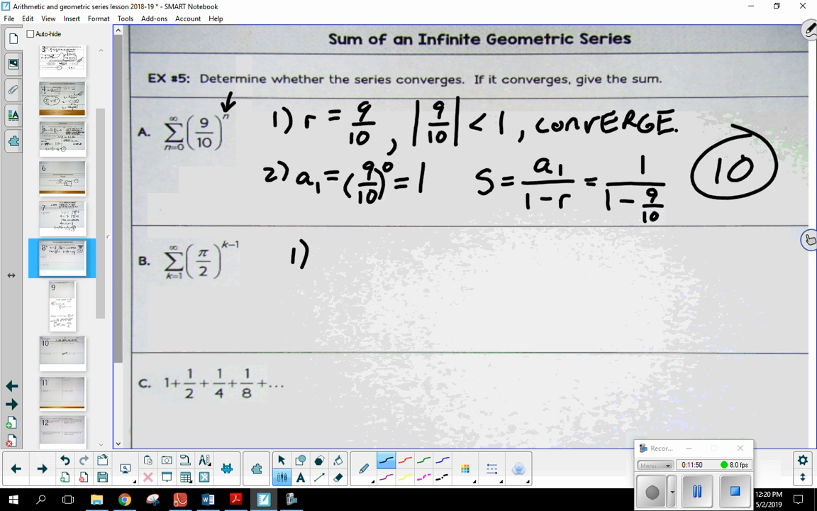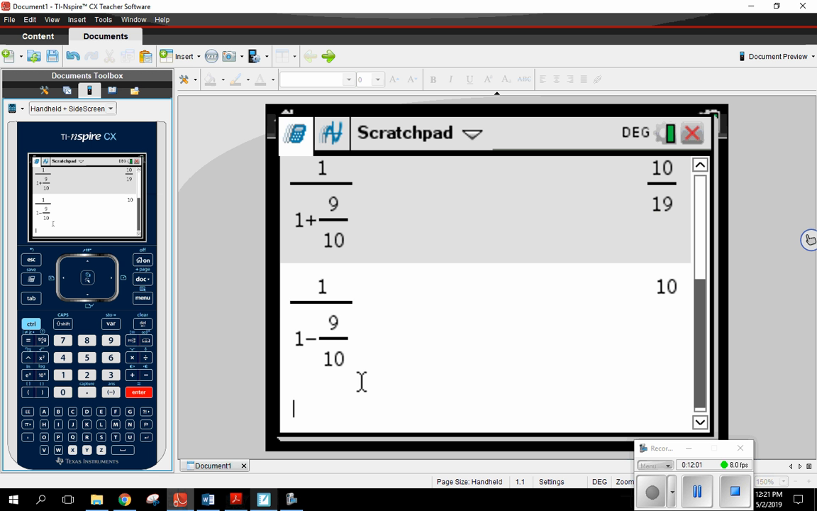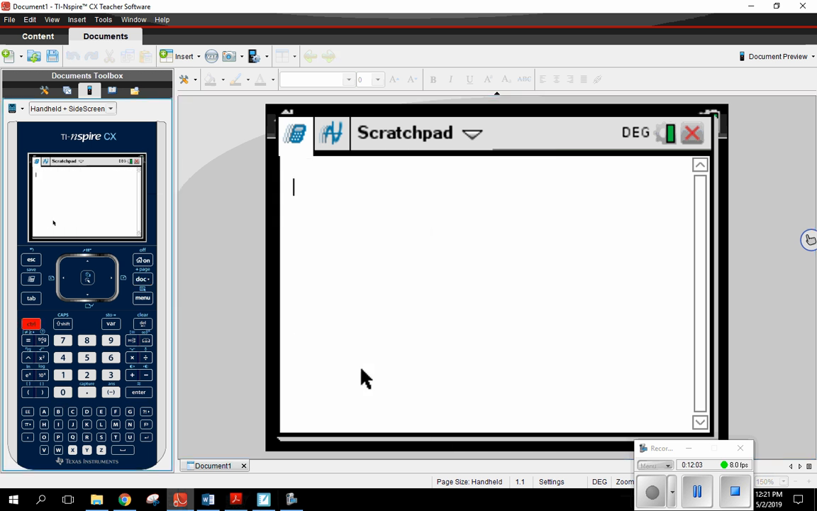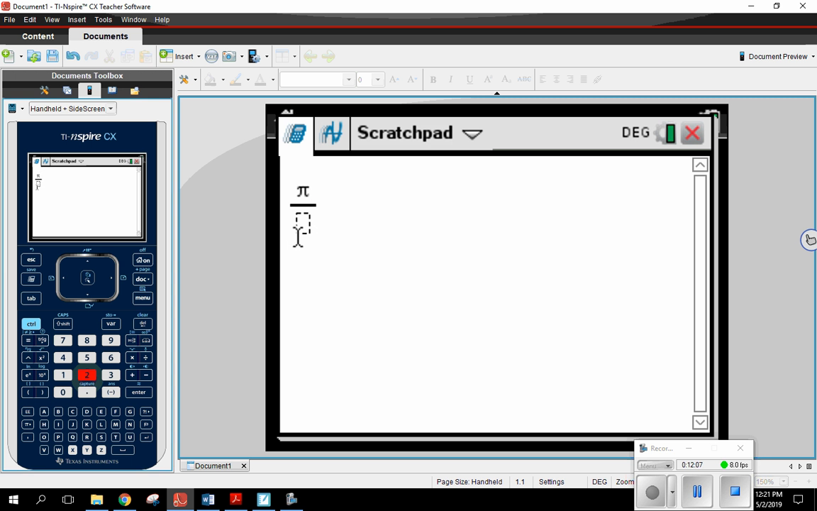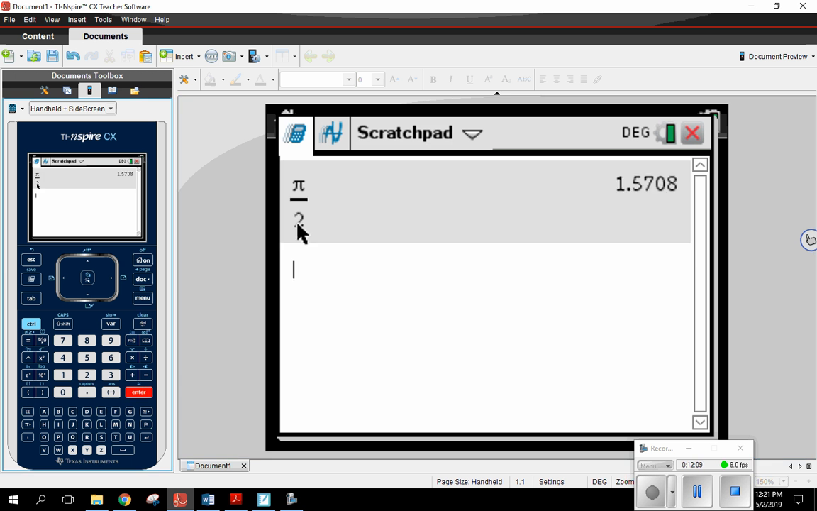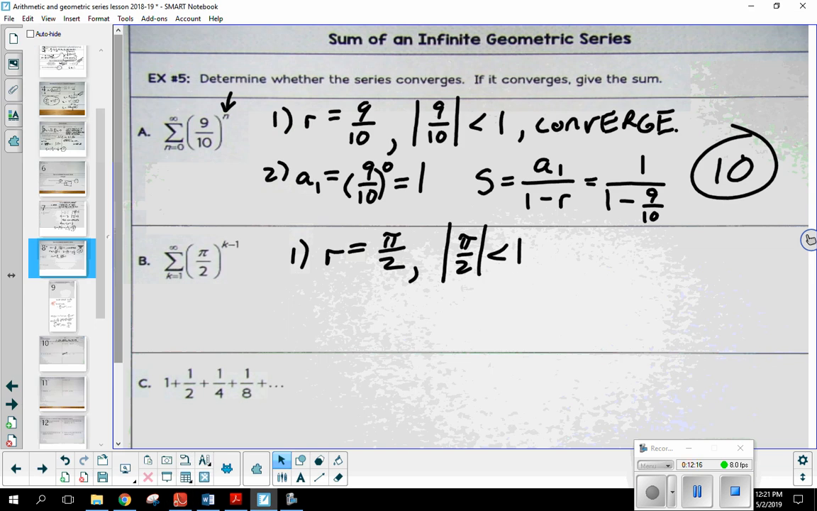Okay, so let's take a look. We know that r is pi over 2, right? So the question is, is the absolute value of pi over 2 less than 1? So let's go over here to the calculator. Let me go ahead and document B out of that. So control divide pi over 2 is actually 1.57. So he's absolutely right. 1.57 is not less than 1. That is not true, so no, it diverges.